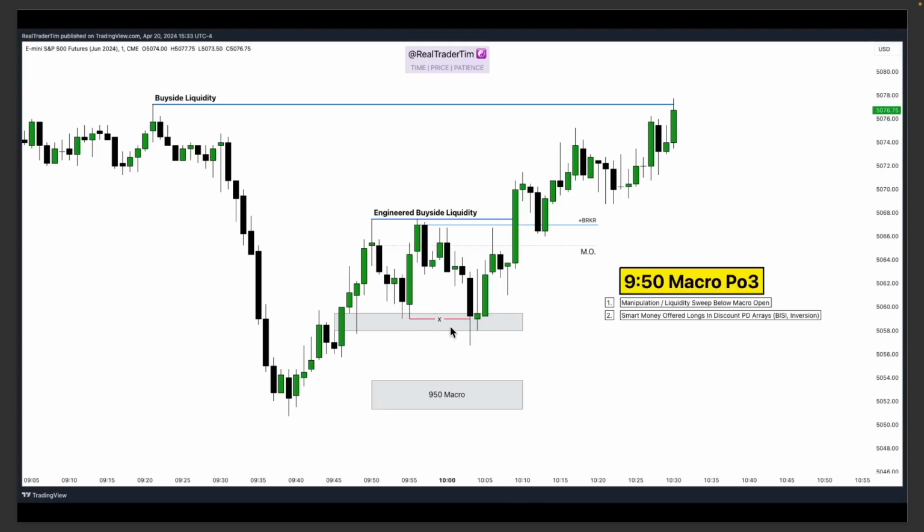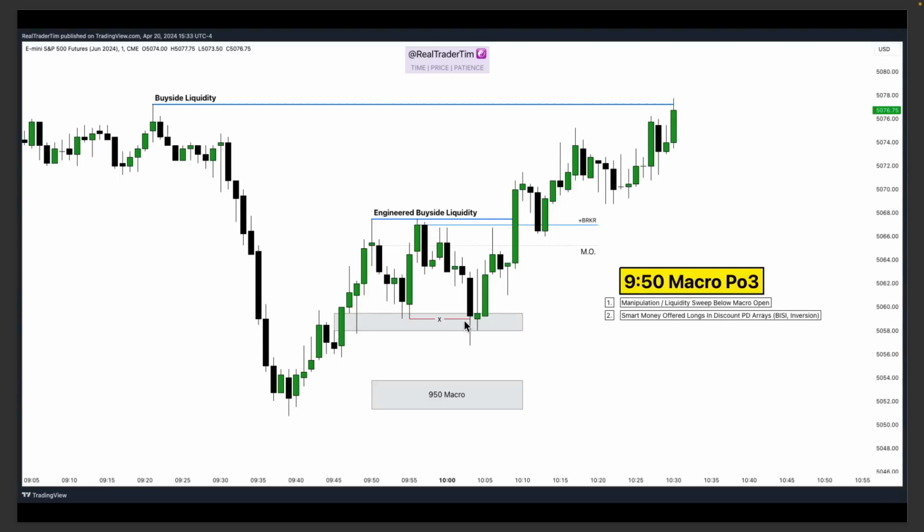So we're identifying a liquidity sweep. We're identifying our manipulation below that opening price. And we're seeing, on top of the fact we have this buy side liquidity pool up here, that is our initial target, we're seeing further confidence in our bullish analysis because they're leaving this engineered buy side liquidity during a macro.